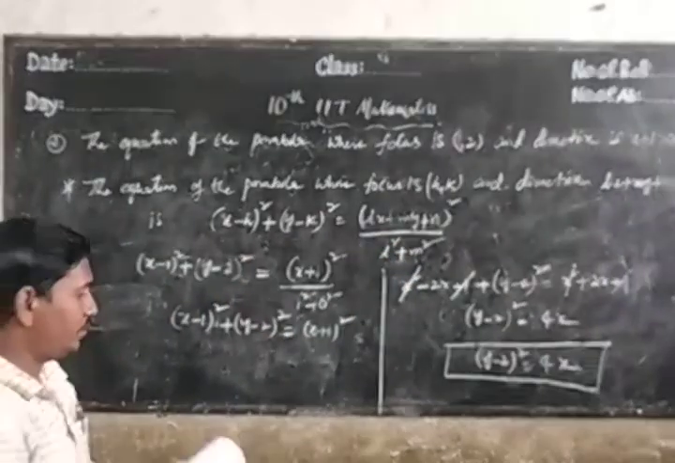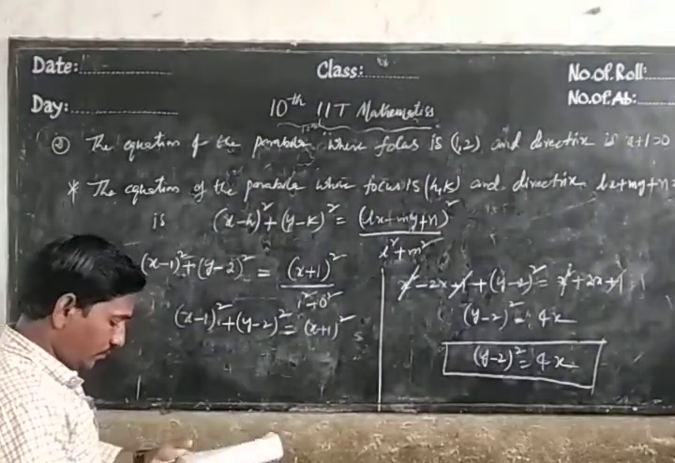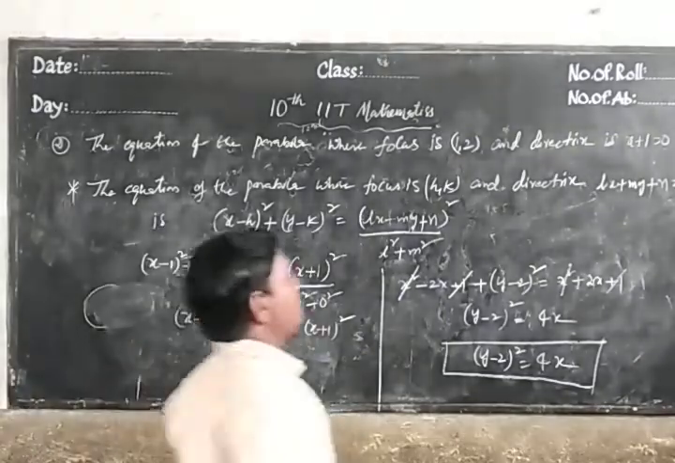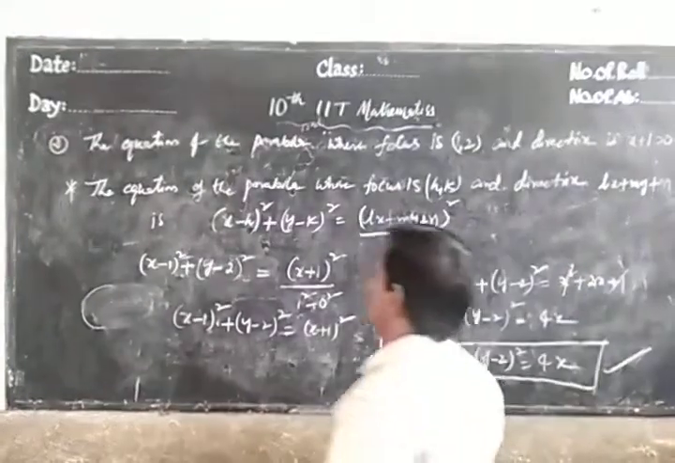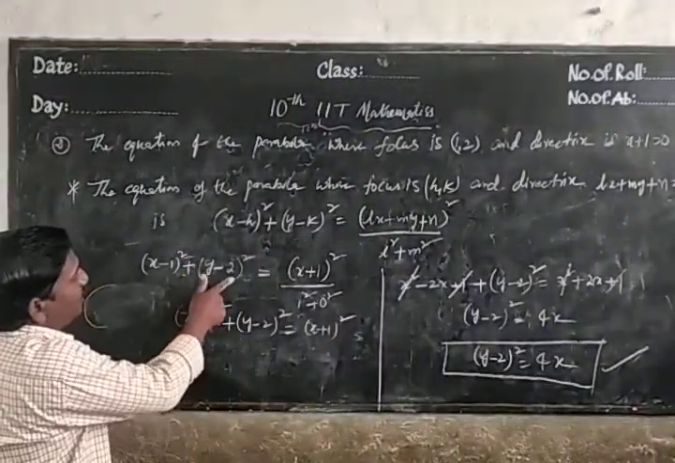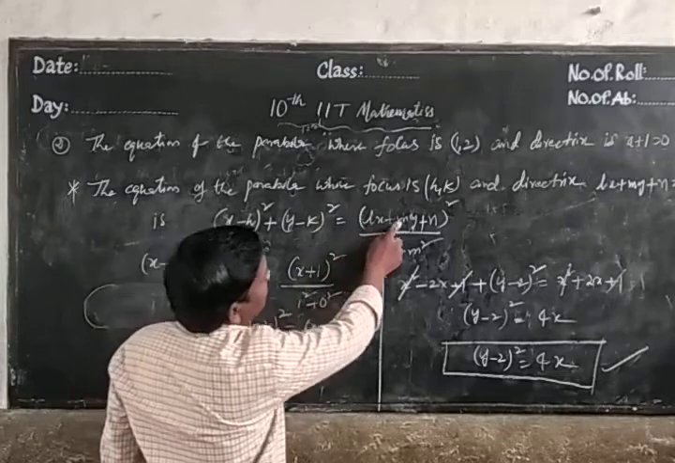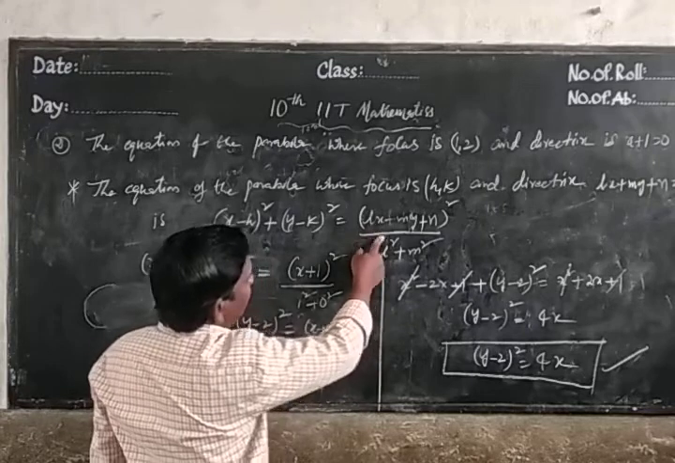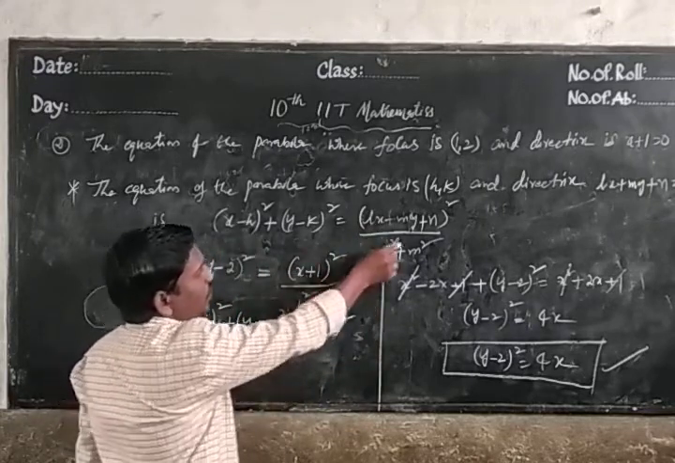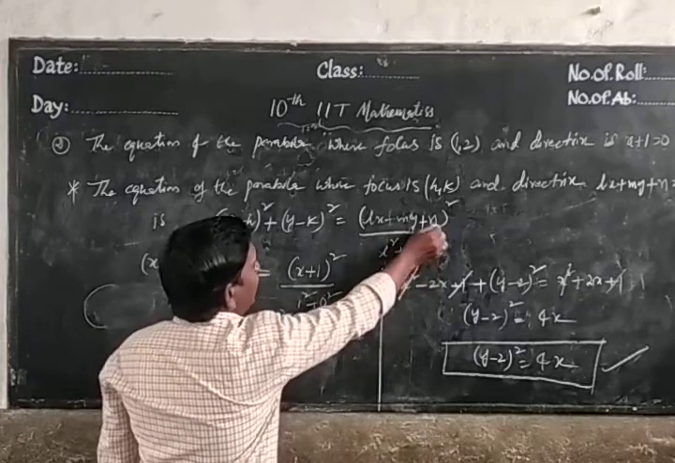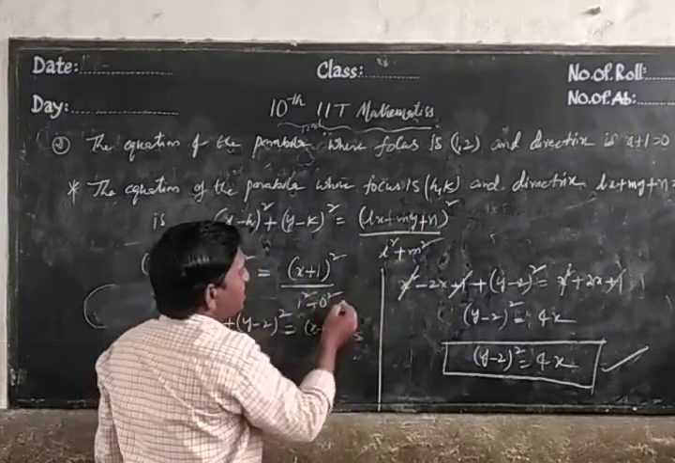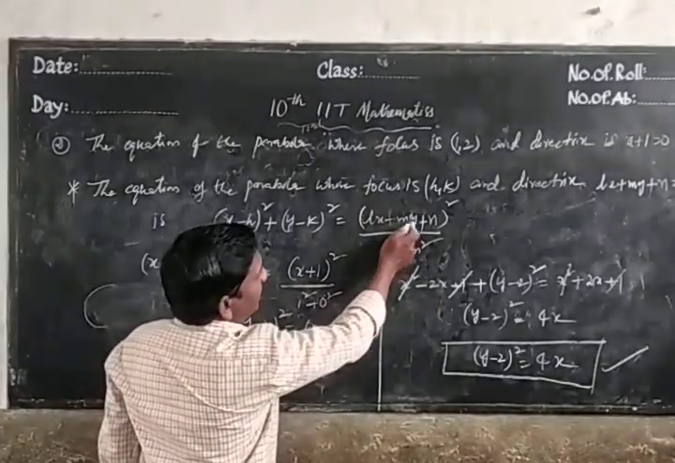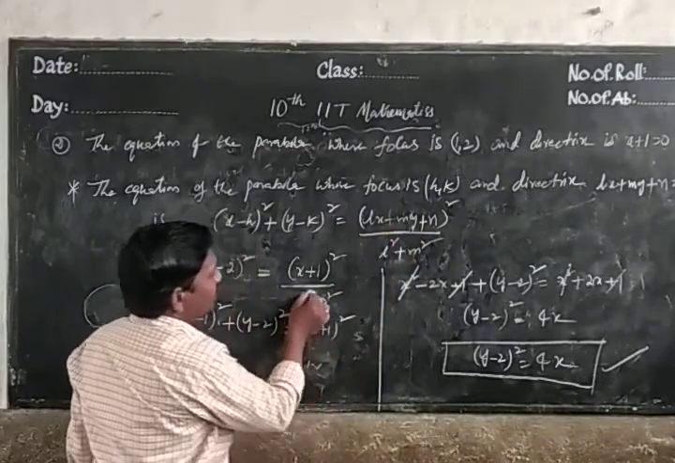What is the option? First option, (y minus 2) whole square is equal to 4x. So (x minus 1) whole square plus (y minus 2) whole square equal to (lx + my + n) whole square by l square plus m square. Here compared to the x plus 1, only x term is there. My term is not there, and n is 1. By l square means, what is the coefficient of x? 1. 1 square plus, there is no coefficient of y variable, that means 0. 1 square plus 0 square.